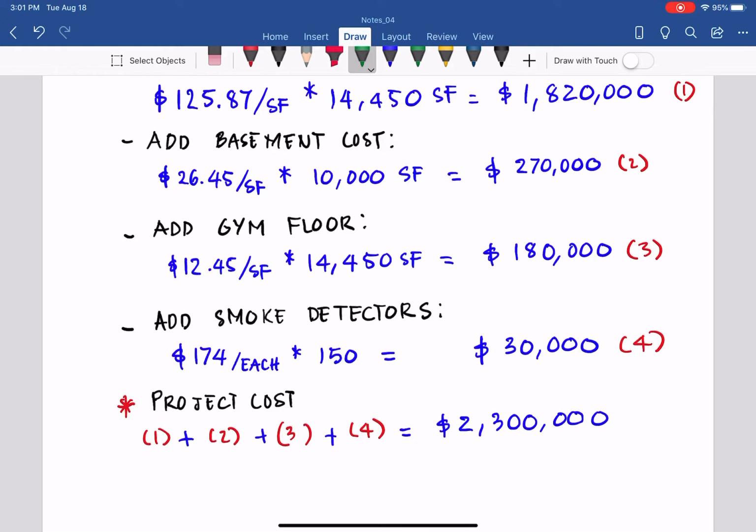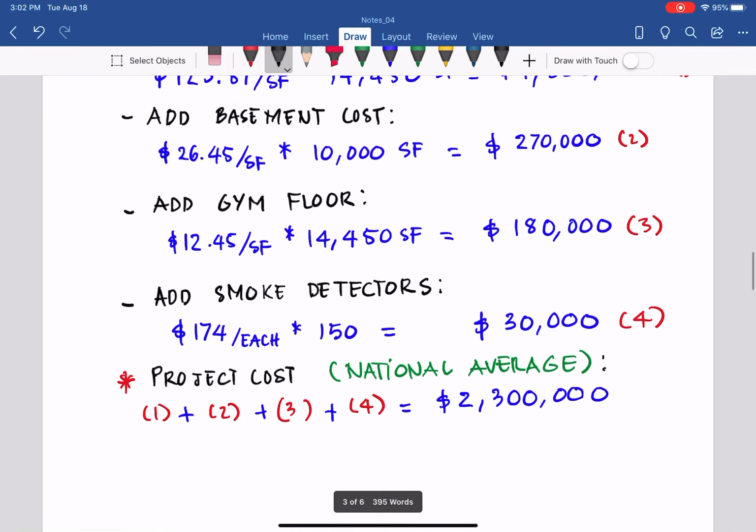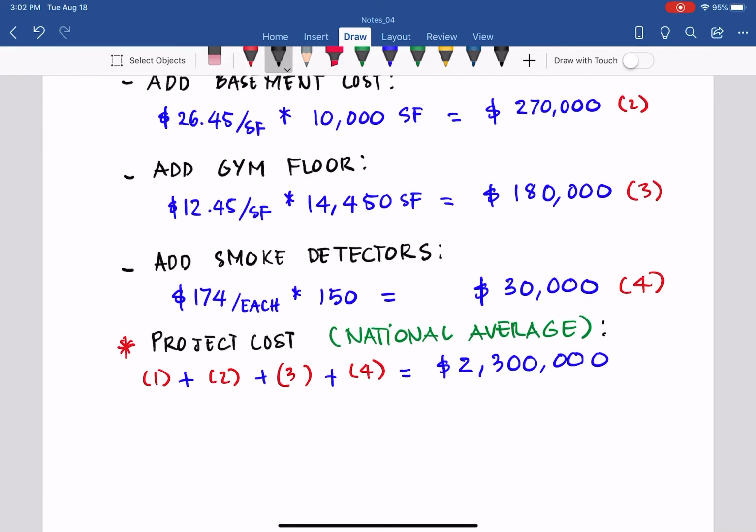For RSMeans or ENR, they got it from 20 big major cities in the US. The closest city in our area is Atlanta, not Miami, not Orlando, Atlanta, and Chicago. All of those are among the 20; they got the cost from the average of those 20 cities. So this cost does not represent any location, but represents the national average. But our project is built in Tampa, so we have to adjust that with the location factor, something we did in lesson 3.